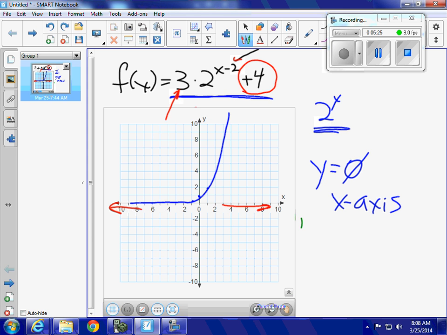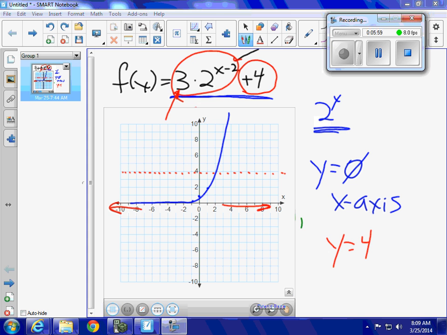Because everything that goes through the exponential part of the function that's stretched, when I'm finally done with those processes, then I have to add 4. So everything that would have been 0, or close to 0, is now going to be 4 higher. So I'm going to have a horizontal asymptote right there at y equals 4. Yes? No? Yes, we're good with that? Okay, then based on that, I can answer the next ones pretty quickly.